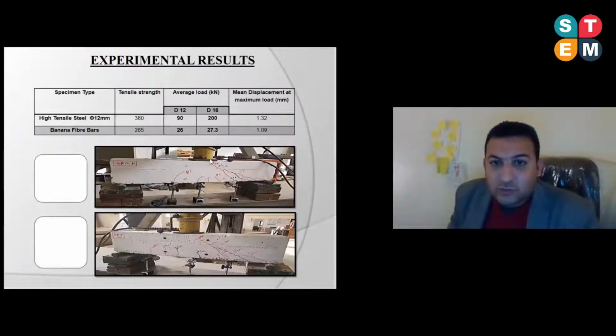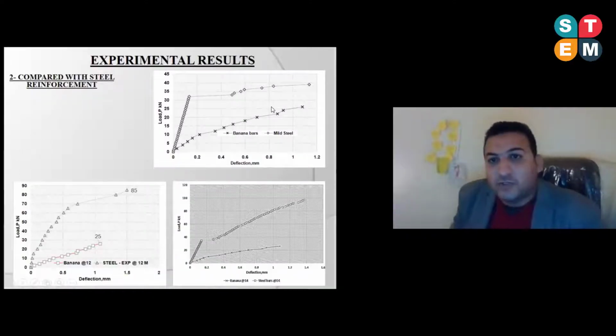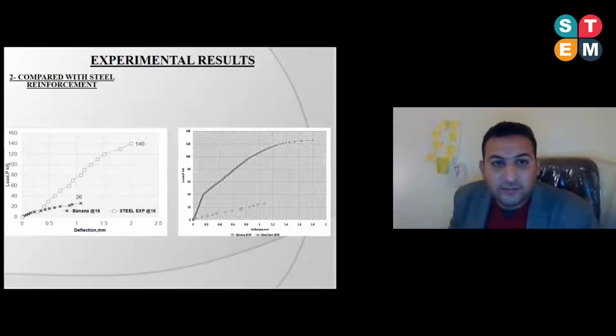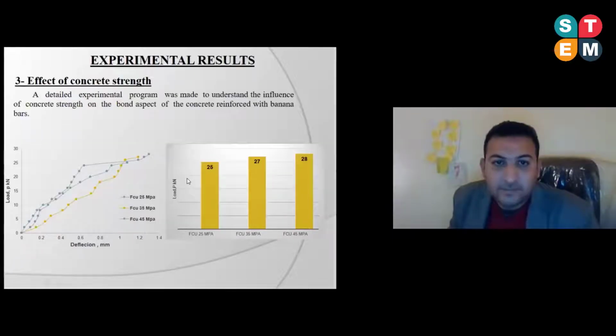And this is also a beam and the types of failure for the beam. We can show that when we compare the banana fiber bars with the steel bars, the banana fiber can carry 60% of the mild steel. But when we compare with the high tensile steel, it can carry 30% of it. This is the banana fiber, and this is the high tensile steel.